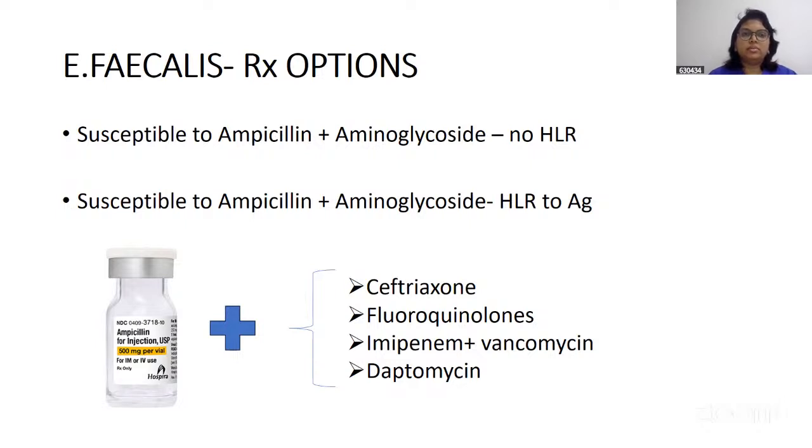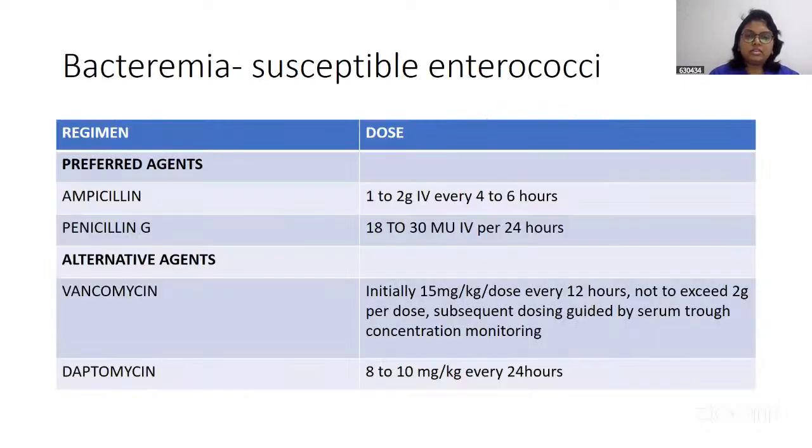So when it is susceptible to ampicillin and aminoglycosides, if there is no high level resistance for aminoglycoside, we can give this combination, ampicillin plus aminoglycoside. If there is a high level resistance to aminoglycoside, that has to be skipped, and the ampicillin has to be added with any other drug. Ceftriaxone, fluoroquinolones, daptomycin can be added. So if it is a susceptible enterococci, then the preferred agent will be ampicillin 1 to 2 gram every 4 to 6 hours. Alternative agents will be vancomycin and daptomycin.